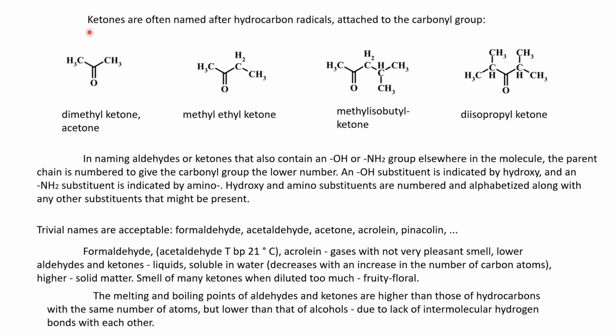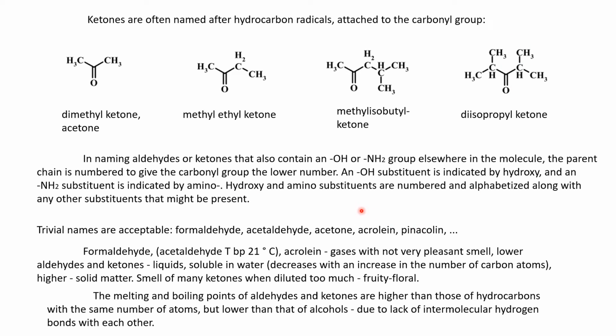Ketones are often named after the hydrocarbon radicals attached to the carbonyl group. For example, dimethyl ketone, acetone, with two identical radicals. Next, methyl ethyl ketone. Methyl isobutyl ketone, with the methyl radical and the branched-chain isobutyl radical. Diisopropyl ketone, with two isopropyl radicals.